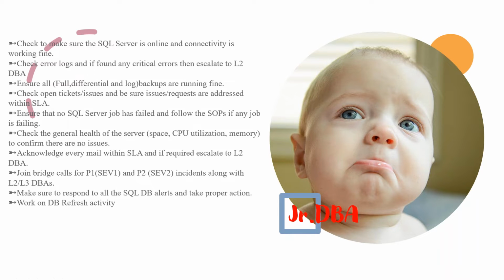Initial response, to meet the SLA, sir. Otherwise the SLA will breach, then your manager will come and say, sir, please come to my cabin, I need to discuss. If you miss the SLAs, definitely you need to explain to your management why you missed this SLA. Please be careful. Check the general health of the server, space, CPU utilization, memory, to confirm there is no issue. Acknowledge every mail within the SLA and escalate to L2 DBAs if required. All these basic level activities will be done by the junior DBAs.